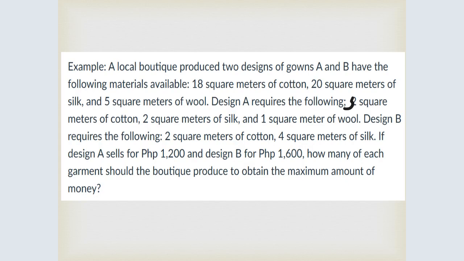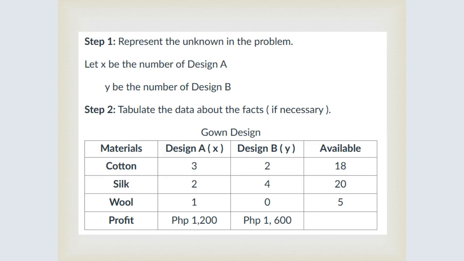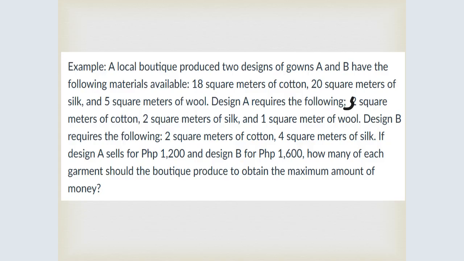And then for design B, the requirements are 2 square meters of cotton, 4 square meters of silk, and there's no requirement for the wool. That's why we have 2, 4, then none for wool. Now, for the available resources, the total is that we have 18 square meters of cotton, 20 square meters of silk, and 5 square meters of wool. That's why we have 18, 20, and 5.